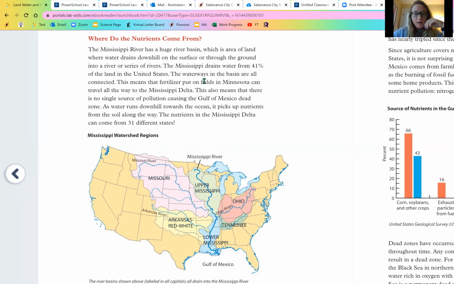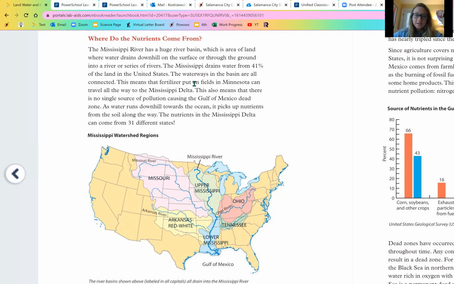The Mississippi drains water from 41% of land in the United States. So a huge pocket of the rivers are dumping into this area, which is where we saw there's a dead zone. So there's a correlation between all the lakes and rivers that are major in America dumping into the Gulf of Mexico, which is where our dead zone is, okay?